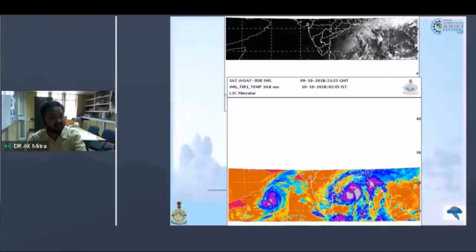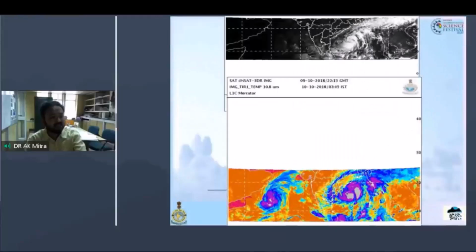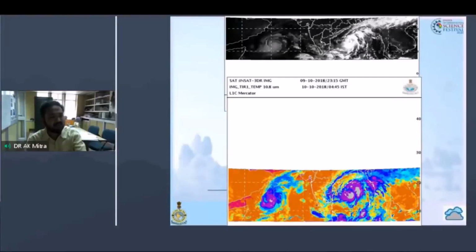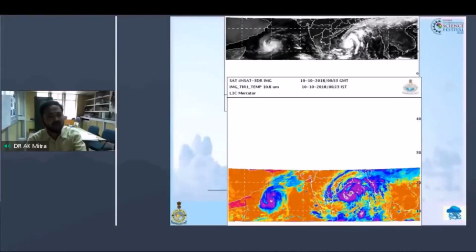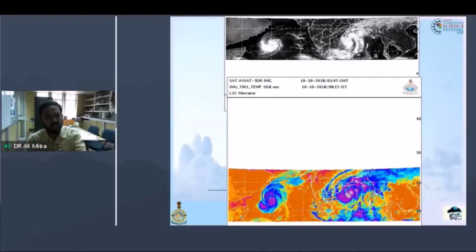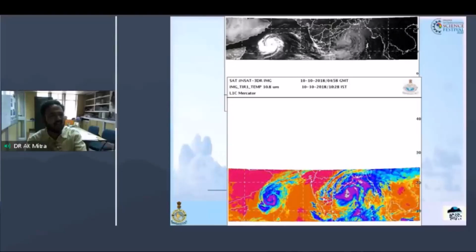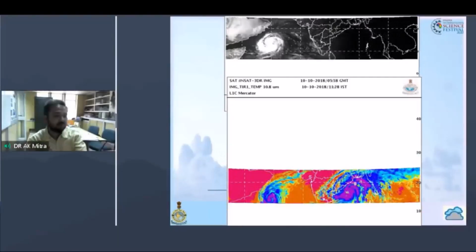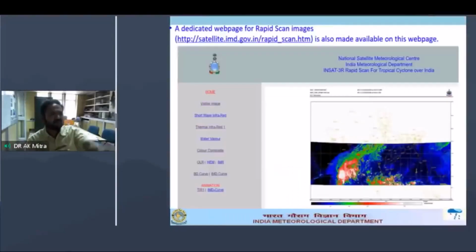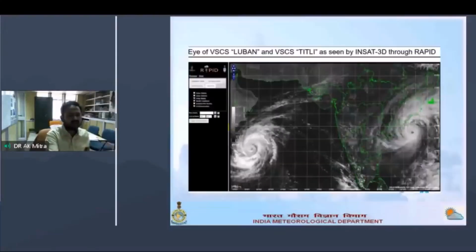And now you can see here that two cyclones, Luban and Titli, can be seen very well. Every 5 minutes, the genesis, or you can say the low pressure area, can be found from these rapid scan imageries, which helps us a lot to understand what could be the best scenario in the future. We have also made a dedicated web page available to the user, so users can log in and get it, like Luban and Titli, which we have made.